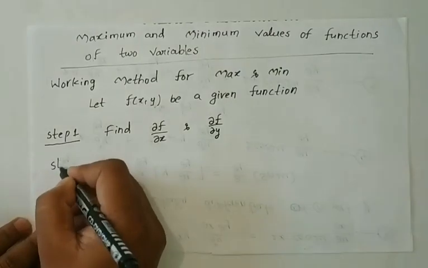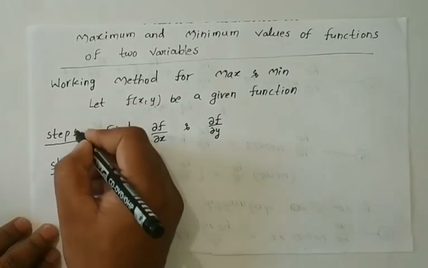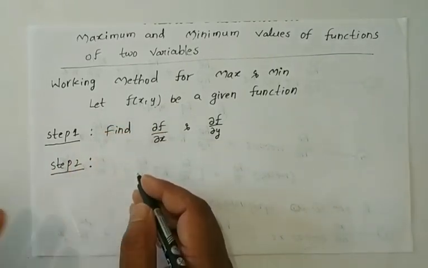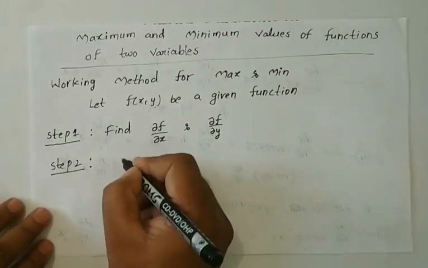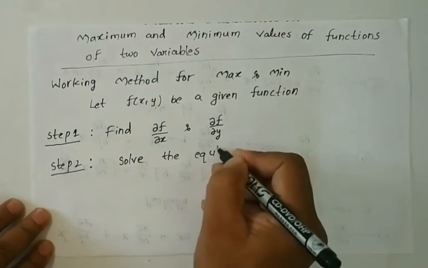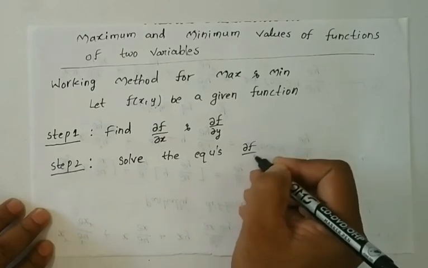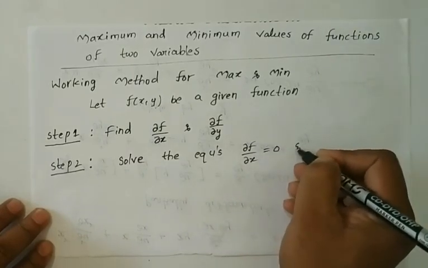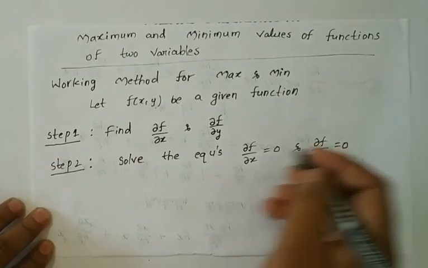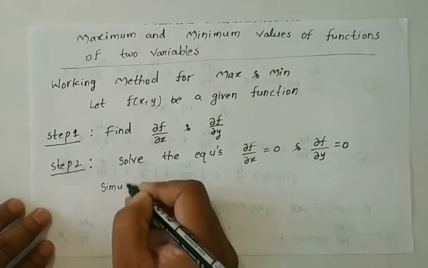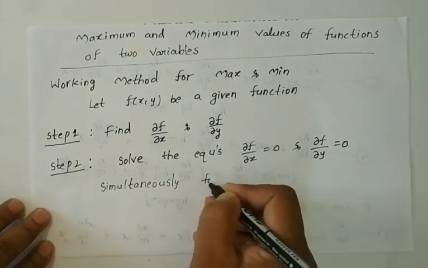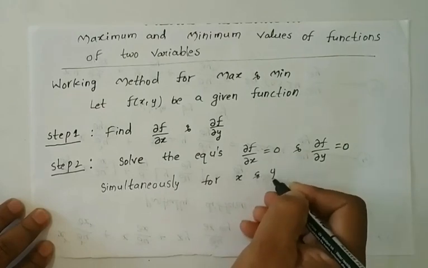Step 2, solve the equations dou f by dou x is equal to 0 and dou f by dou y is equal to 0 simultaneously for x and y.